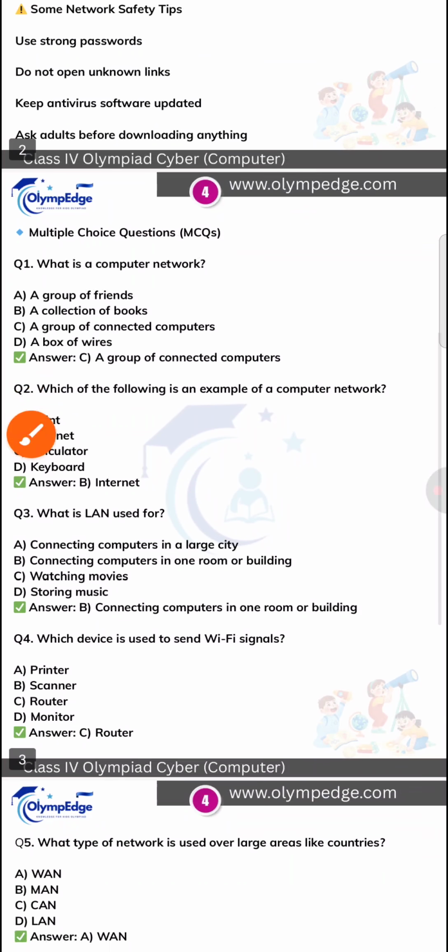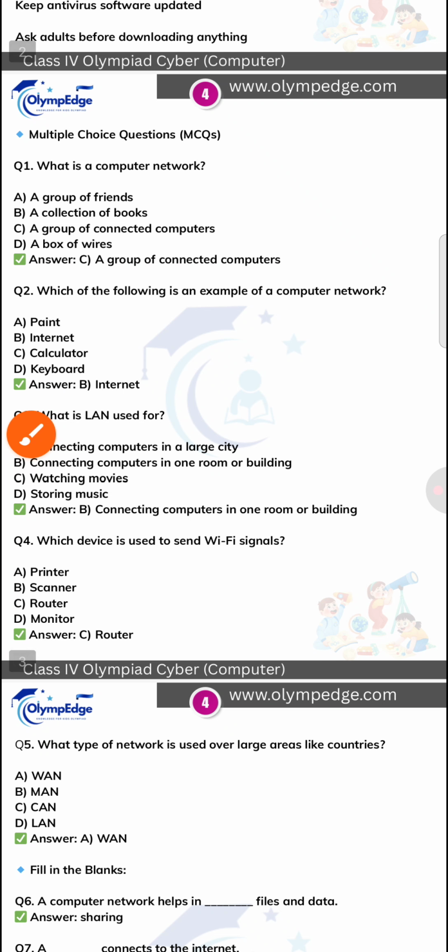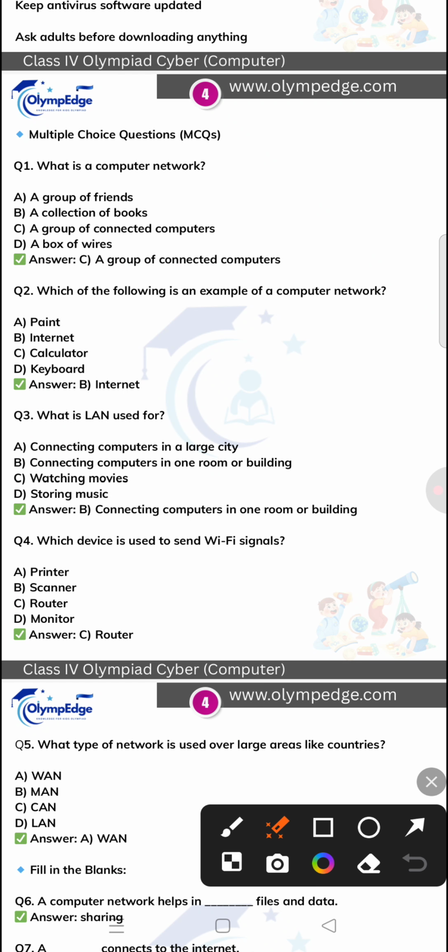Then let's move on to the question and answers. Here we have the multiple choice questions. So let's see, what is a computer network? Let's read out all the options. A group of friends, a collection of books, a group of connected computers, and a box of wires. We have just learned that a computer network is a group of connected computers, right? So the answer is C, a group of connected computers.